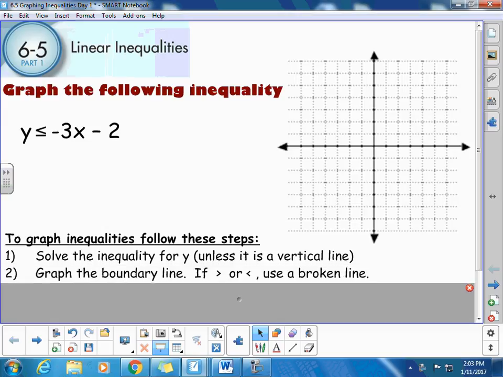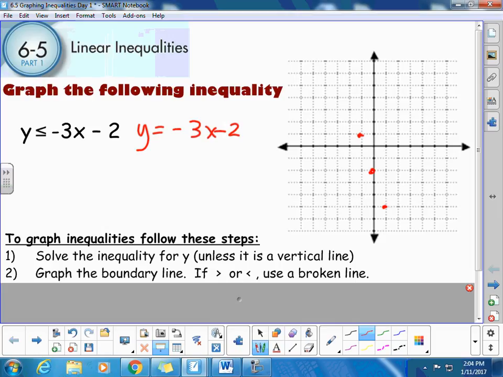Graph the boundary line. So let's just talk about graphing. If I were to graph this line, y equals negative 3x minus 2, I would start at negative 2, and then I would go down 1, 2, 3, over 1, right 1, right? Or up 1, 2, 3, backwards 1, and that would be my line. But since it's an inequality, there are some specific rules.